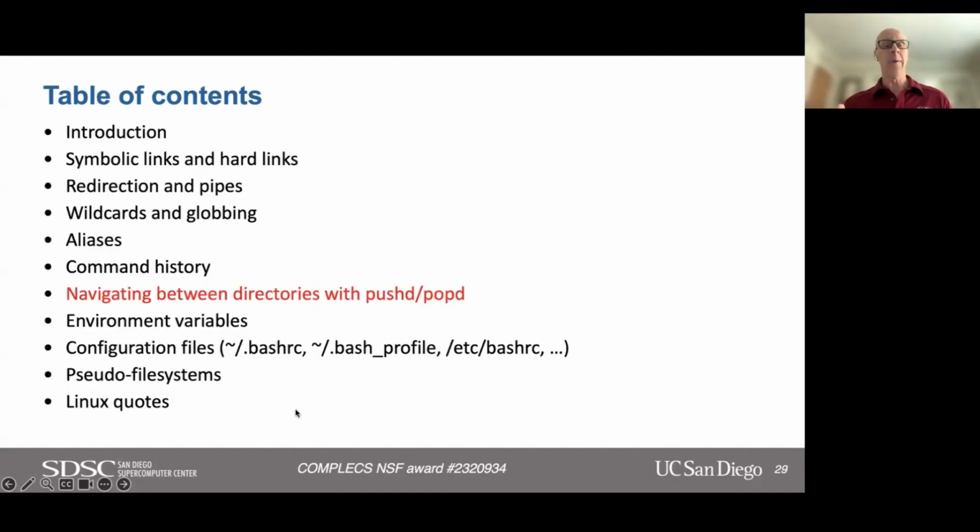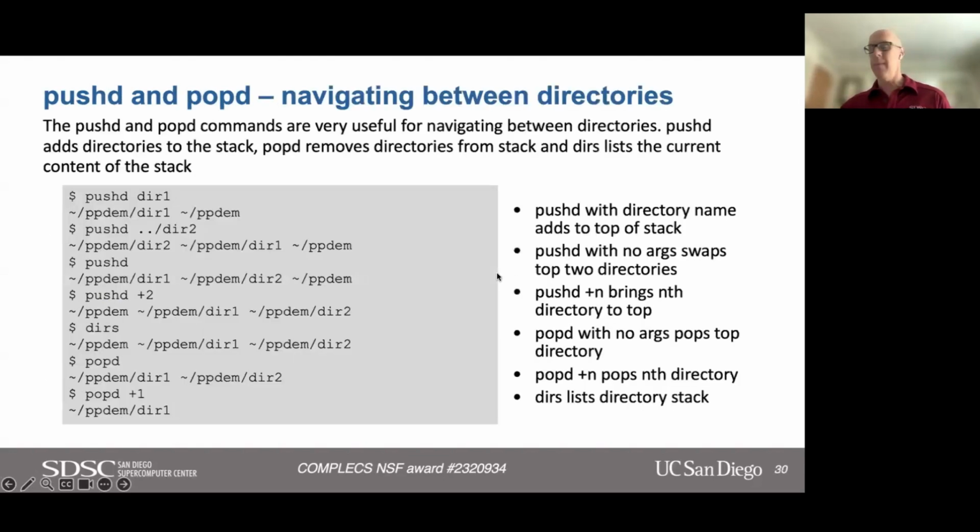Okay, we're going to move on now to navigating between directories with pushd and popd. So I'm going to start off with an example that's very abstract, and then we're going to look at something a little more practical. So pushd is going to push a directory onto a stack. popd is going to remove the top directory on the stack, and dirs, D-I-R-S, is going to list the current contents of the stack. So you might be wondering, why am I going to do this? We'll get to that in the next slide.